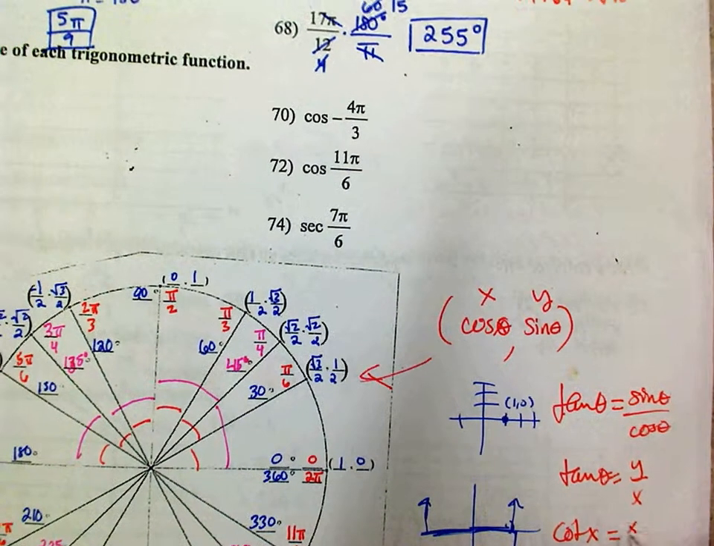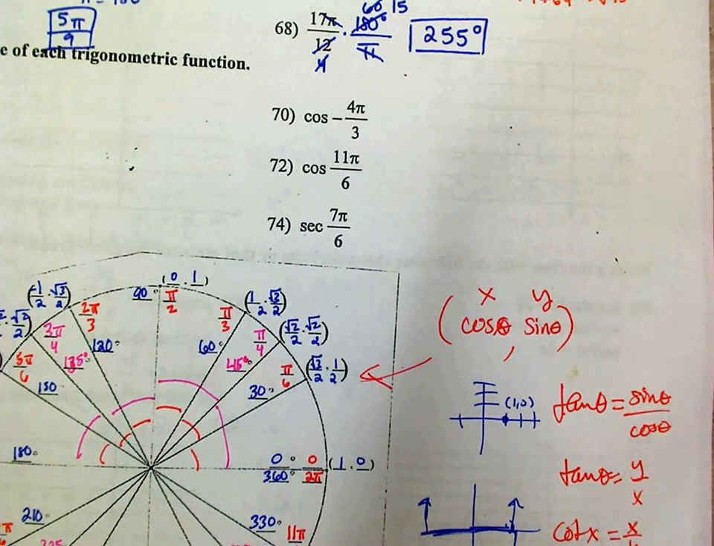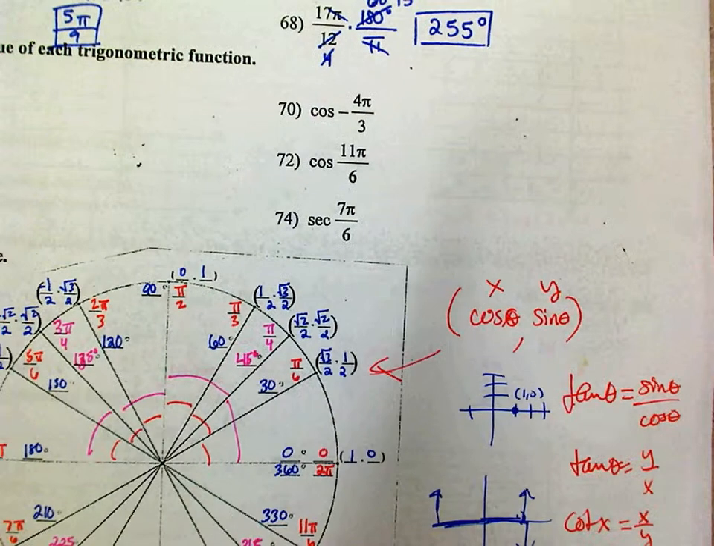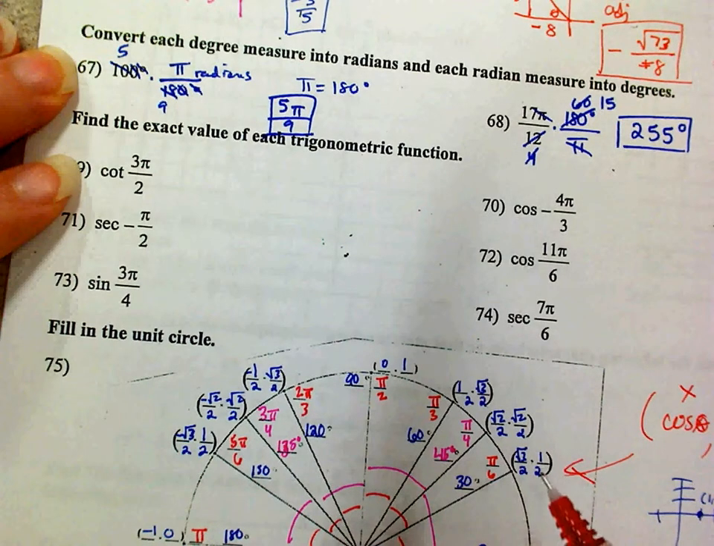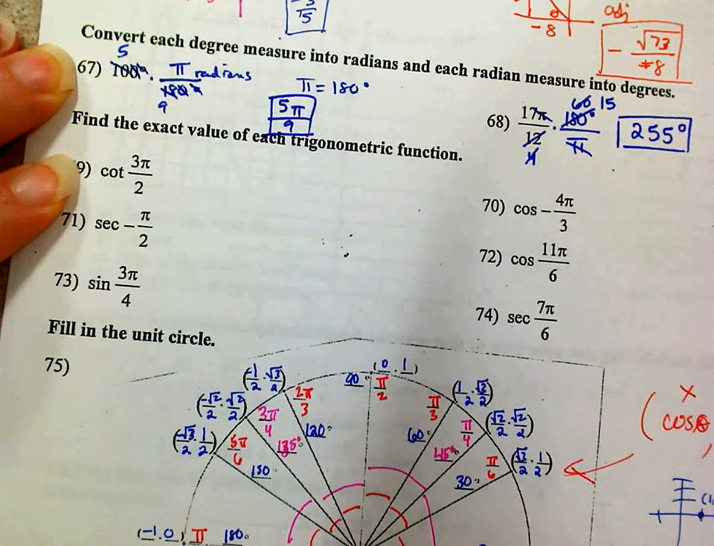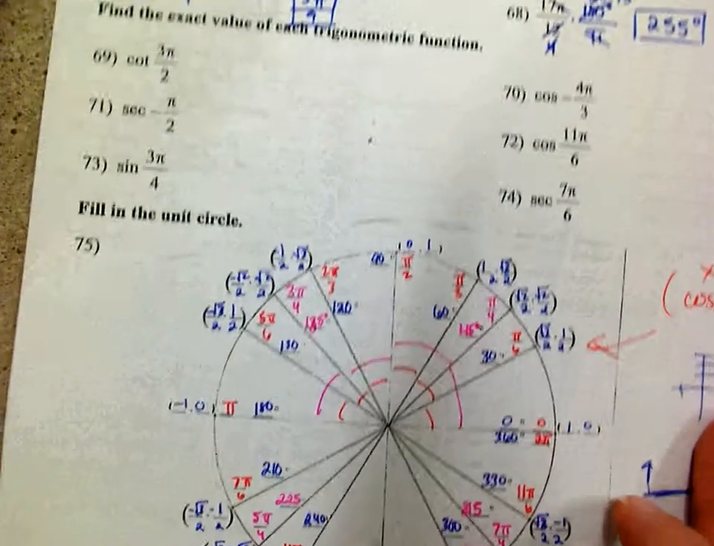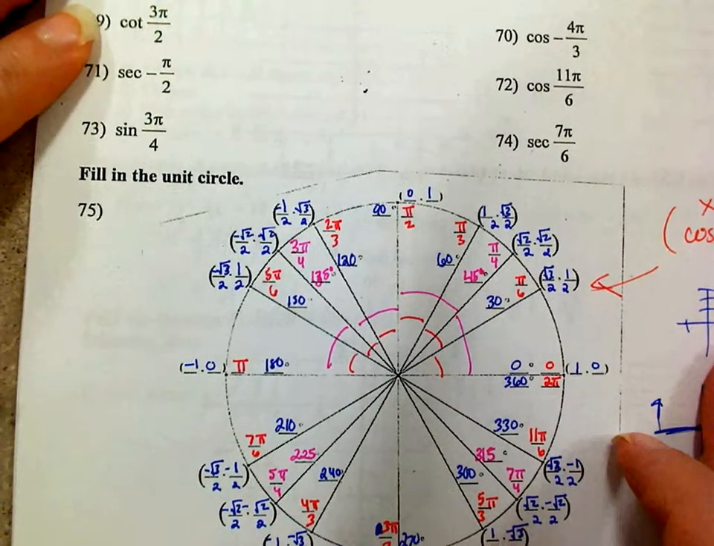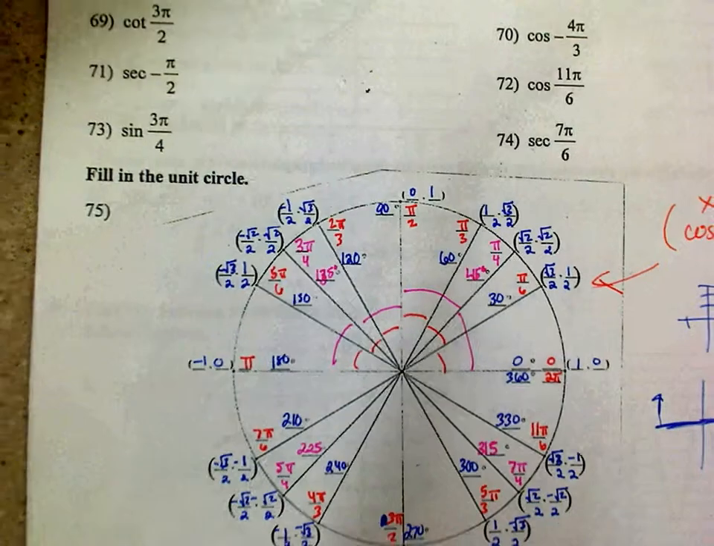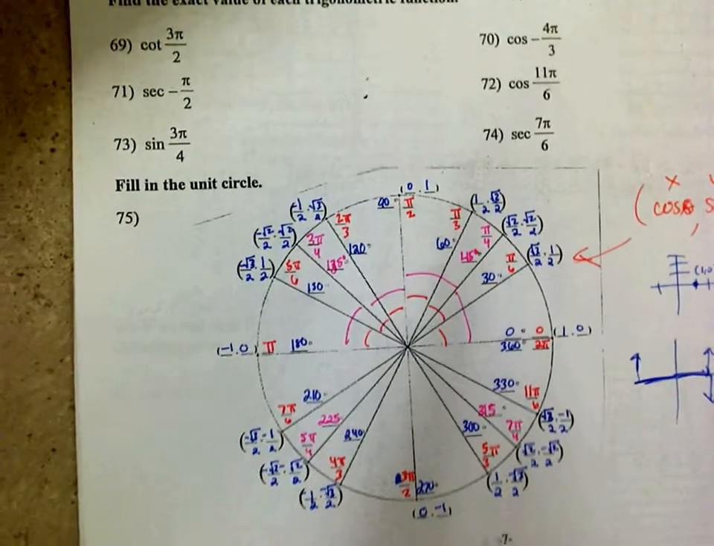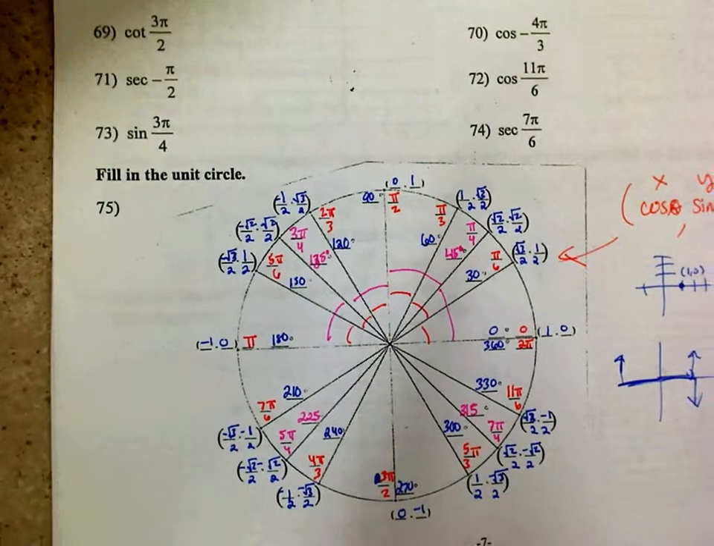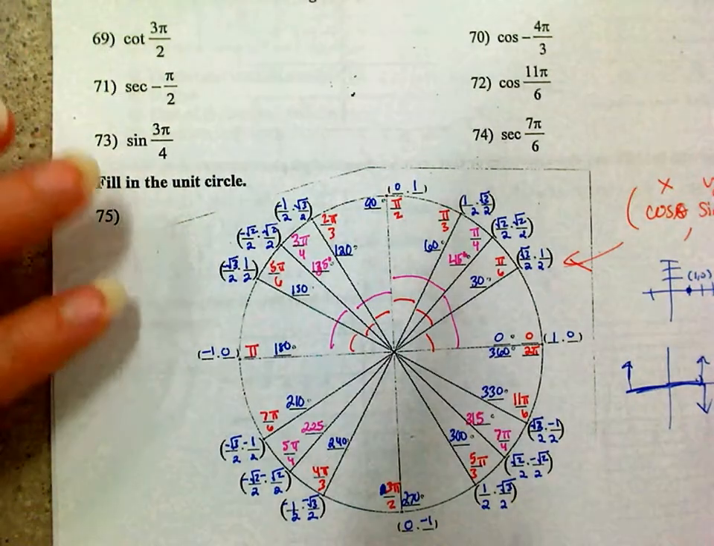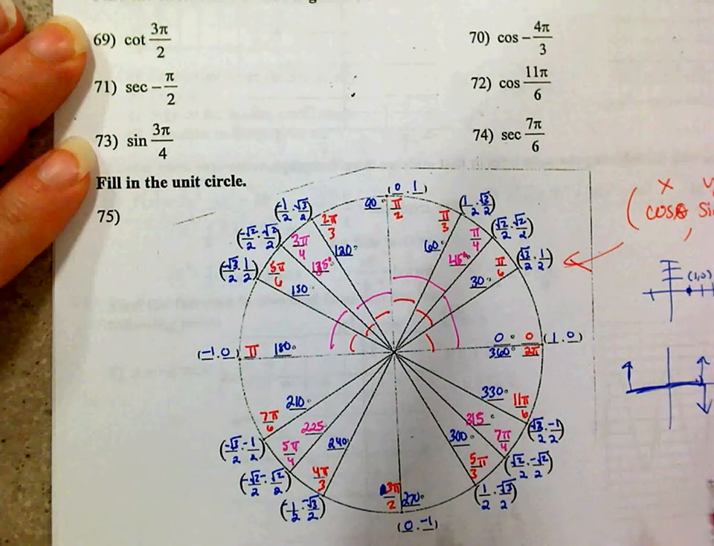So, cotangent of 3 pi over 2. 3 pi over 2 is down here at the bottom. Okay. So cotangent is not sine over cosine, but cosine over sine. So 0 over negative 1, which is 0.